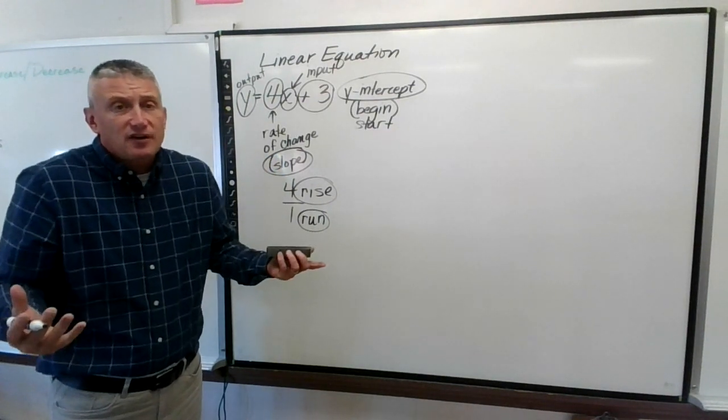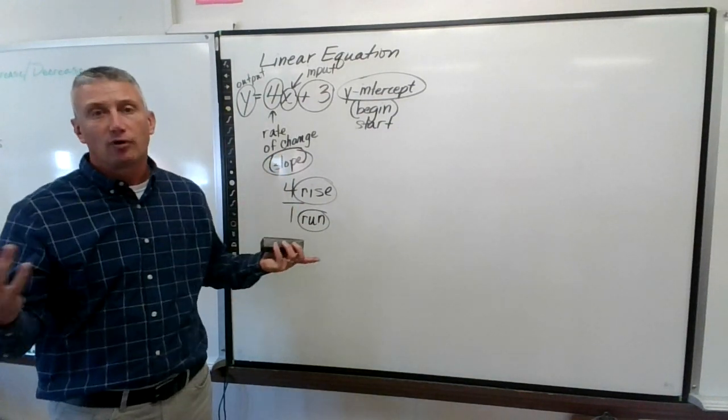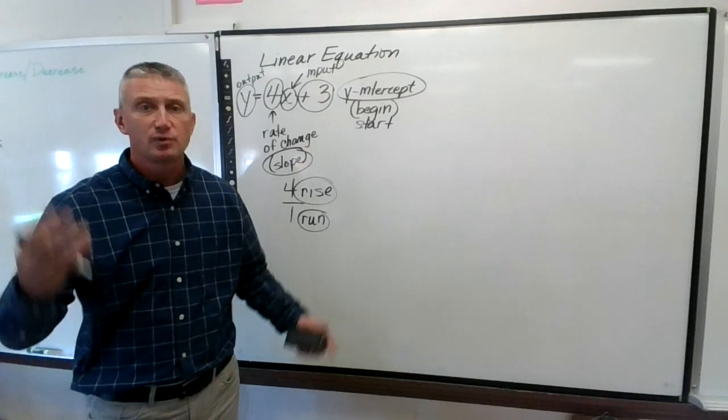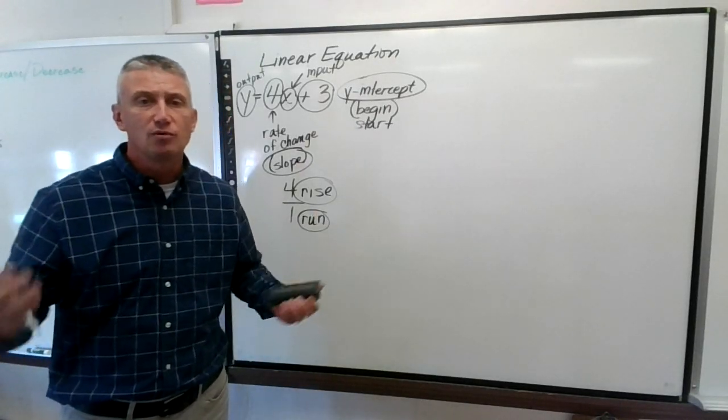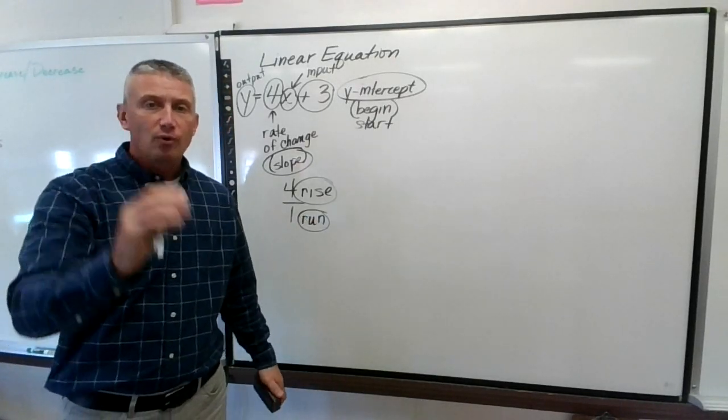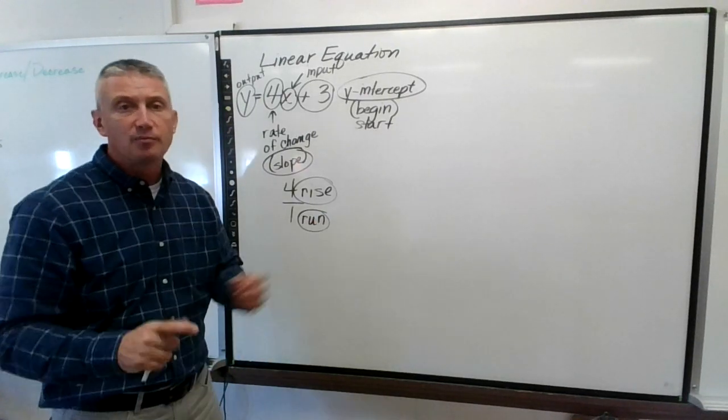Sometimes we get these nice fractions and we don't even have to put a 4 over a 1. Maybe it's 1/2. Well, 1 means we go up 1 and we run 2. We rise 1, run 2. So what in the world does all this mean? What are you telling me here?